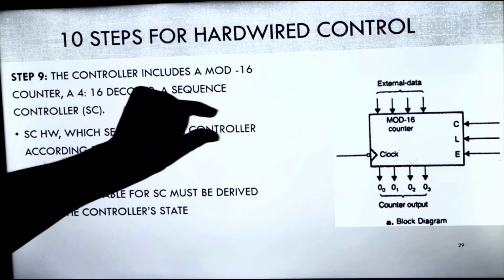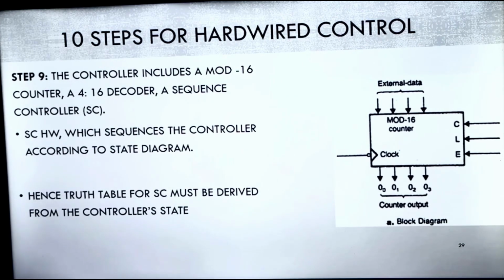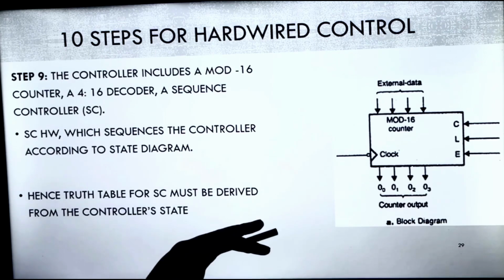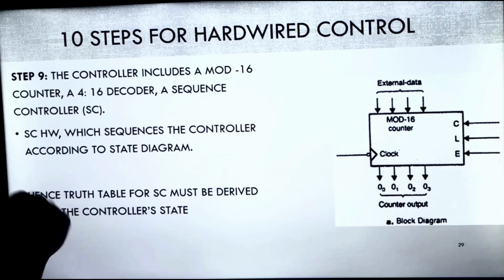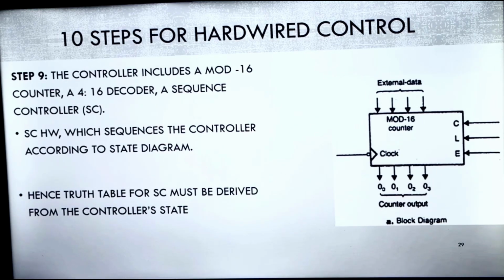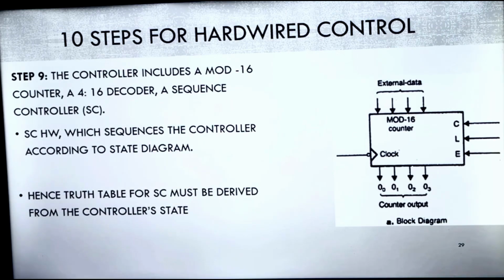If this is the instruction you are executing, what is the next instruction you have to execute? Fine, we'll see this in the next diagram. You will understand how the sequence controller works. So these are the 3 major hardwares, additional major hardwares I need apart from all the GPRs and adder subtractors.